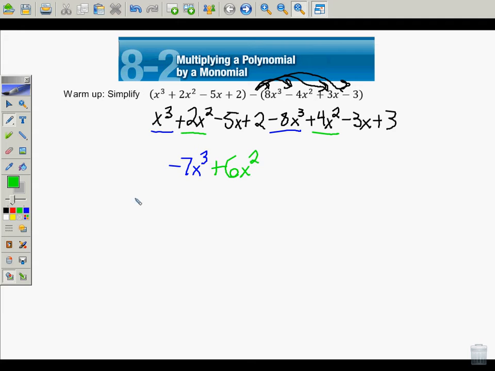Then I go down to my x's. Minus 5x minus 3x gives me negative 8x. And then for the last one, I've just got my constants, plus 2, plus 3. When I combine those, I get positive 5. Remember, you always write these in standard form. Standard form, you write them in order of degree, which is just the order of the exponents. So x cubed comes first, then come your squared, then your first power, then your constants.